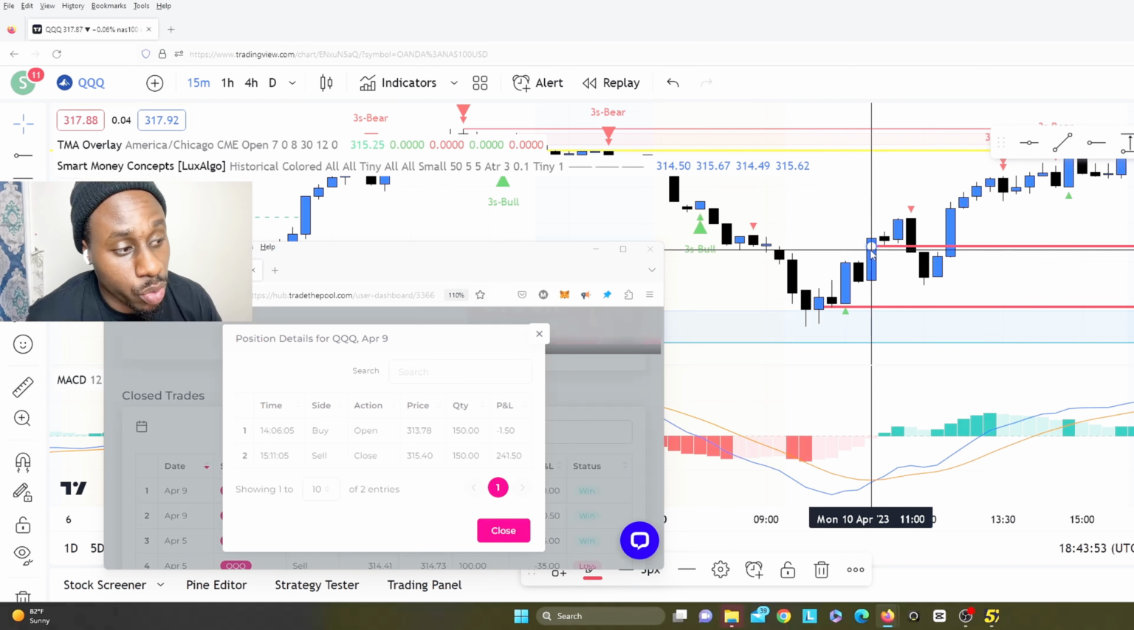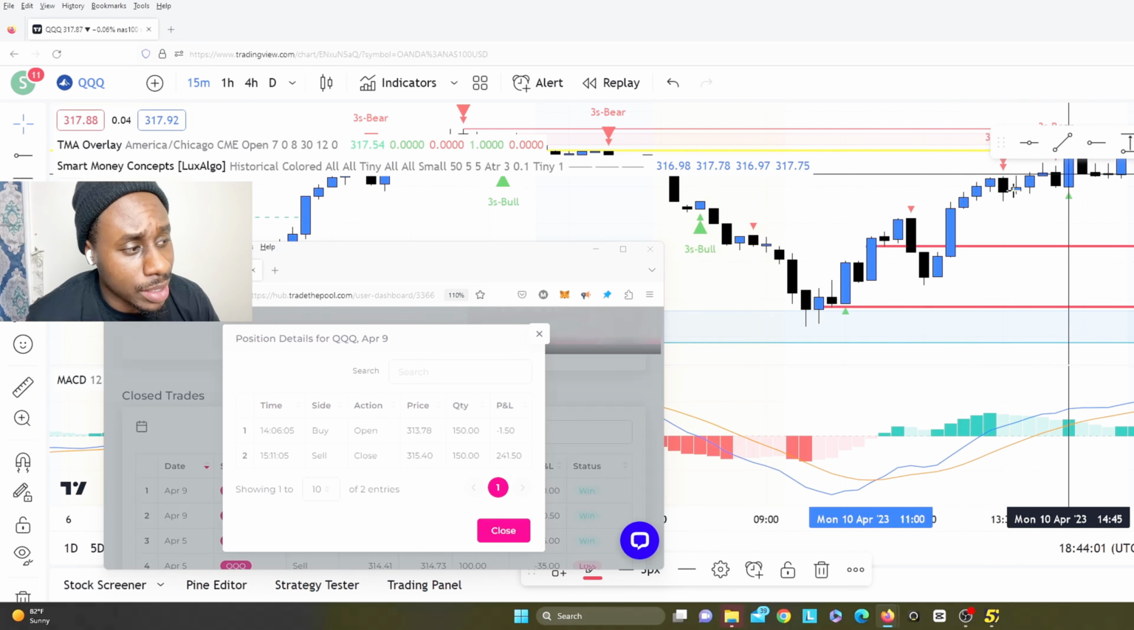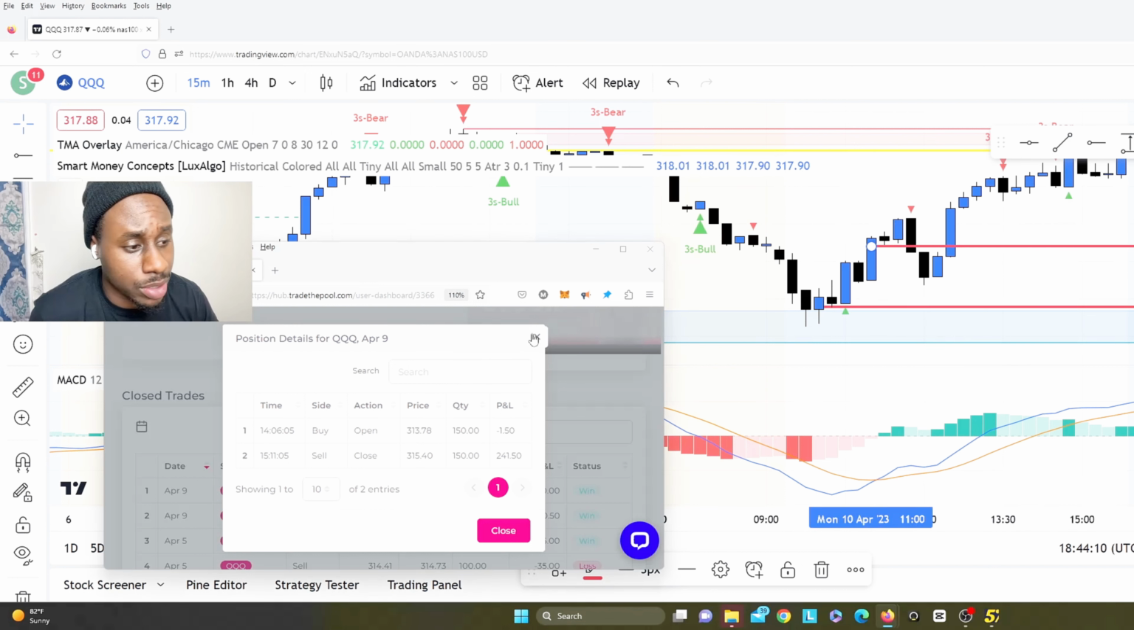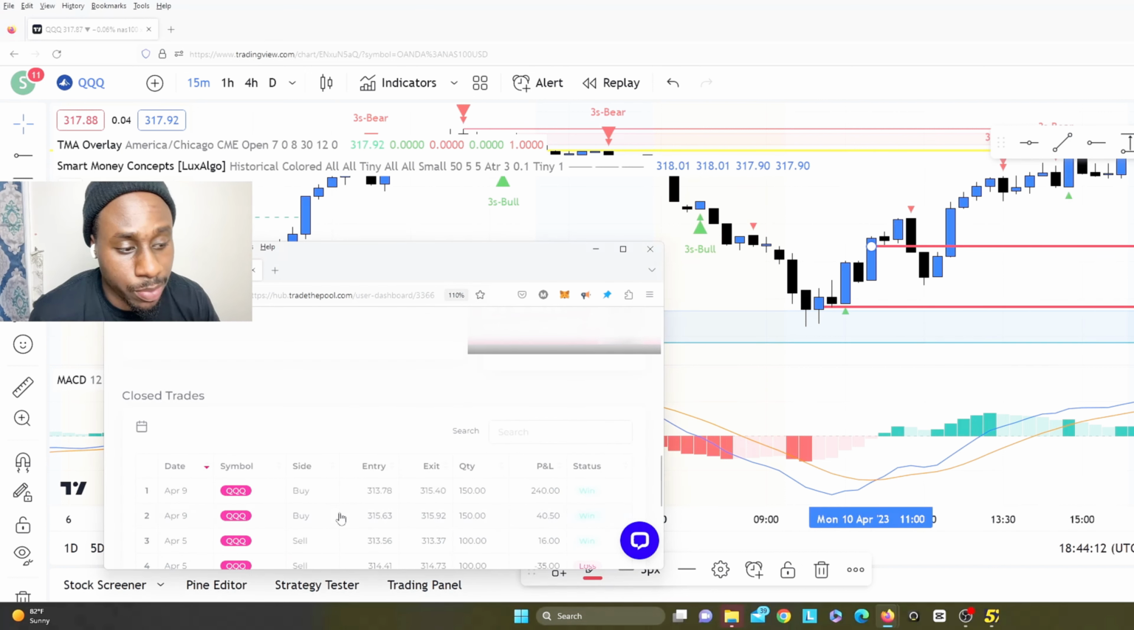So when it started to come up here around 11:11, that's when I closed it for a profit of $241.50. Yes, it rallied some more, but it's a $200 move on the day. Why not take that? You don't have to be greedy. You can just take that, run with your profits, and leave.